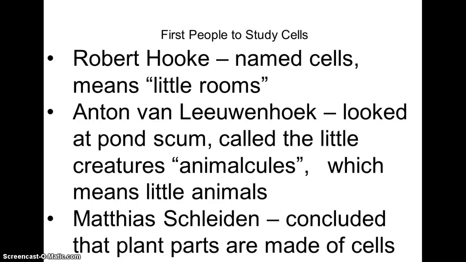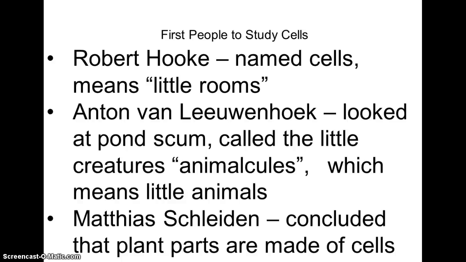The next person that was major in history was Anton van Leeuwenhoek. And one of the special things that he did was he added a second lens to the microscope. And so that gave us what we call the compound microscope. And that's the type of microscope that we use in class today, even, with a few adjustments. And he was the first person to look at live cells. He looked at pond scum and he saw these little things moving around in them. And so he called the creatures animalcules, which means little animals.